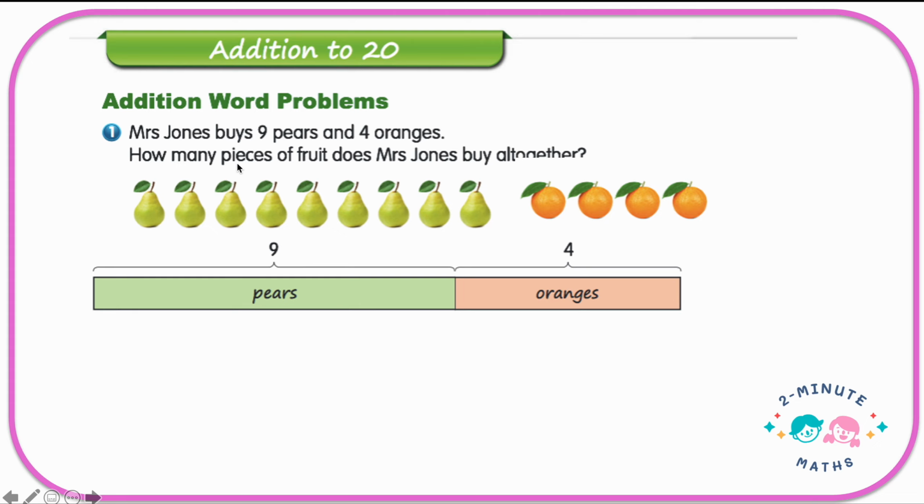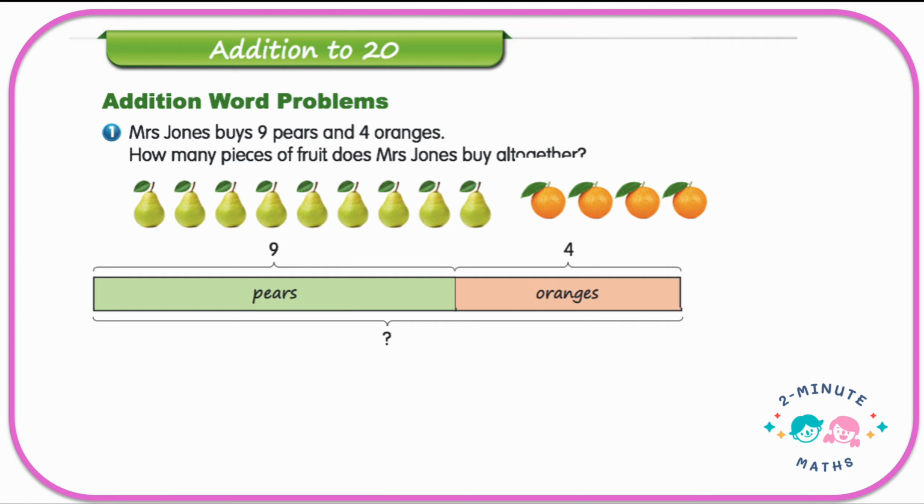The next sentence is, how many pieces of fruit does Mrs. Jones buy altogether? Since this is a question, we'll put a question mark, and we will also put a bracket on what we are looking for. Okay, so at this point, pat ourselves on the back because we successfully drew the bar model, right?